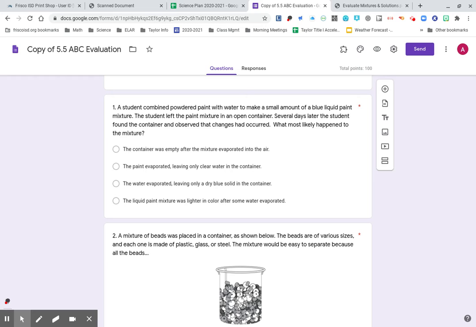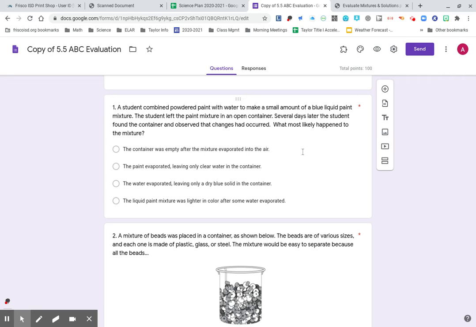Number 1. A student combined powdered paint with water to make a small amount of a blue liquid paint mixture. The student left the paint mixture in an open container. Several days later, the student found the container and observed that changes had occurred. What most likely happened to the mixture?